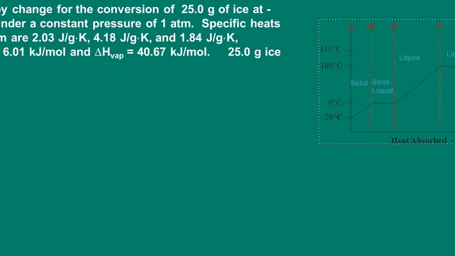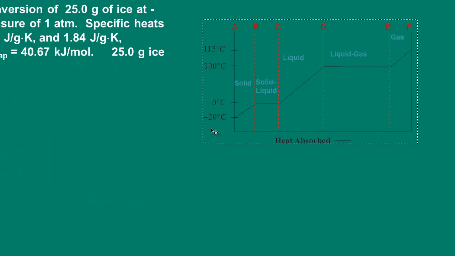So what I like to do is sketch a heating curve. And notice on this heating curve, I included the important temperatures. We start at a negative 20 degrees and we end at 115. That means that we're going from a solid to a liquid to a gas. So we have two phase changes here. Since we have two phase changes, I also need the freezing point and the boiling point of water, which I've included on this graph.